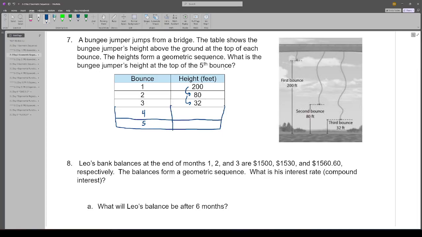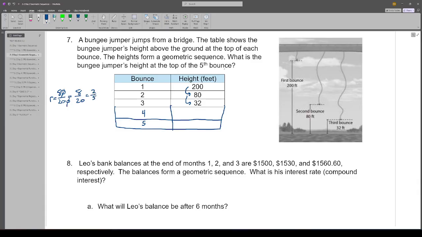To find the common ratio, we can take any number and divide it by the one right before it. That's why it's a ratio. It's a ratio of the next term to the previous term. So our common ratio, r, is going to be 80 over 200. First thing we can do is cancel out one of the zeros and turn this into 8 over 20. Then we want to simplify this down. 8 over 20 are both divisible by 4. So if we simplify it by 4, we get 2/5.